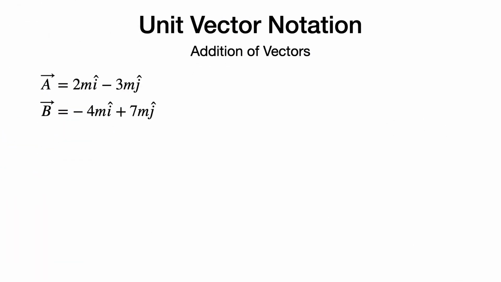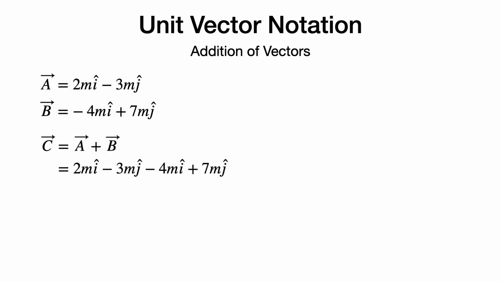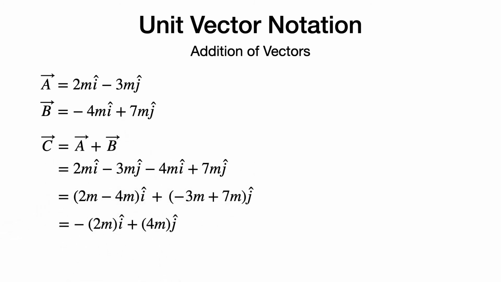If we do this in terms of some actual numbers, let's let A be 2 meters in the x direction, minus 3 meters in the y direction. Let's let B be minus 4 meters in the x direction and 7 meters in the y direction. Then adding these together, taking a few steps to do this, we find that the result is minus 2 meters in the x direction and plus 4 meters in the y direction.